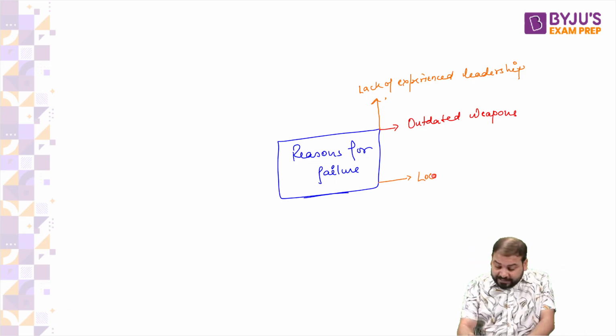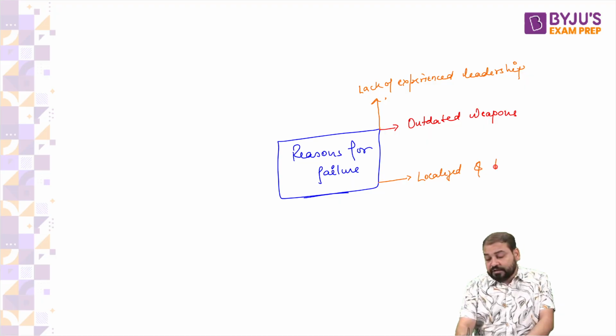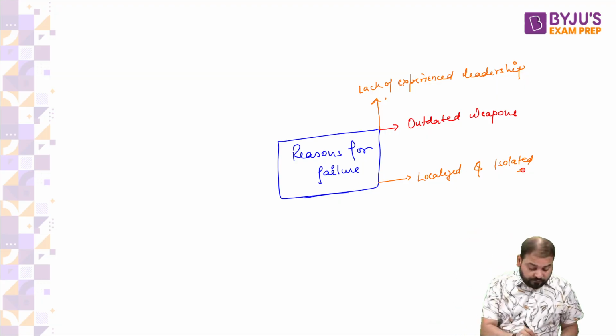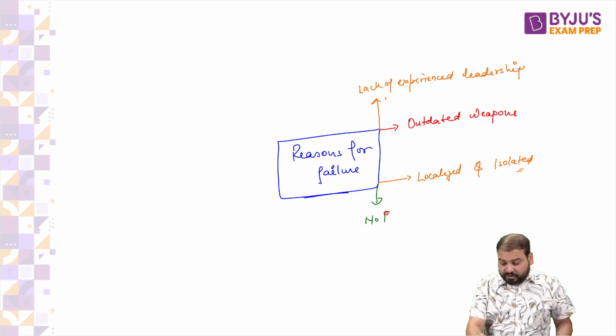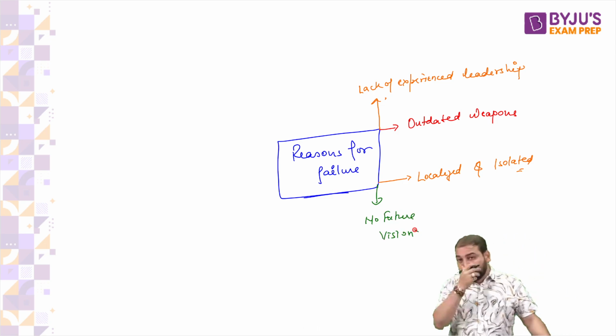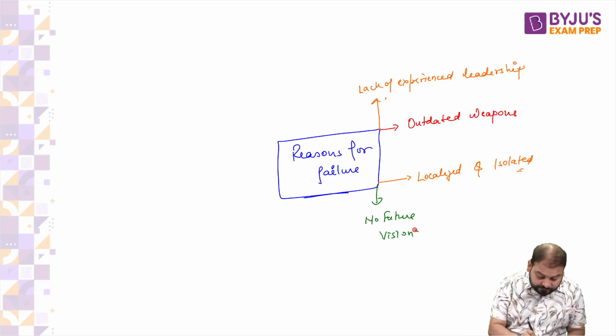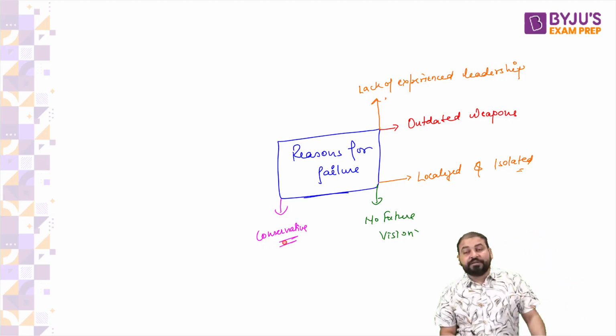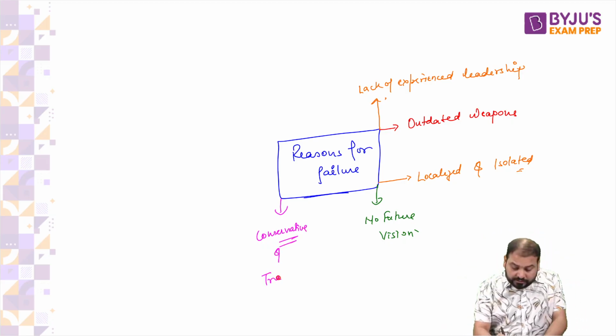The fact that they were always localized, the fact that they were always isolated, that is also one factor. Of course, I will say they did not have a future vision. That also led to the revolts failing. All of you, can I say their leaders were conservative? That also was a reason for the failure. They had a traditional outlook.